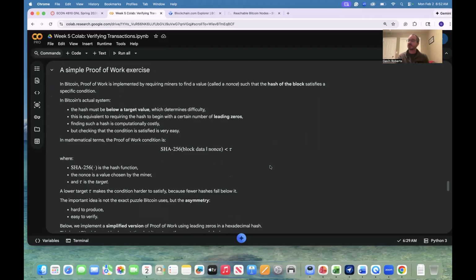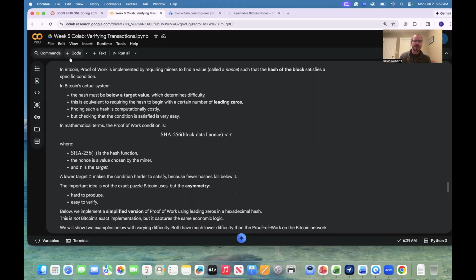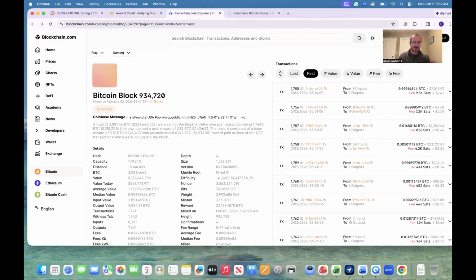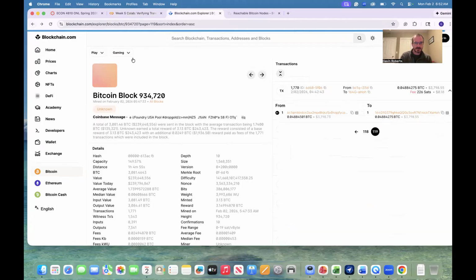But before that, let's just walk through how the proof of work part works. So in Bitcoin, proof of work is implemented by requiring miners, so people that want to propose new blocks, which again are just the next step in the history of that system. So the idea being, let's see, did a new one come yet? It probably did.